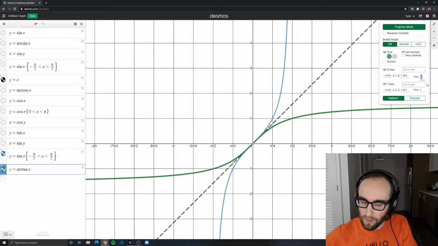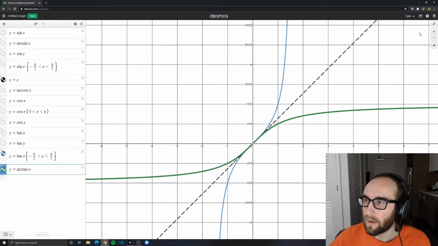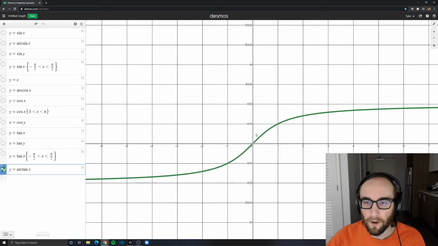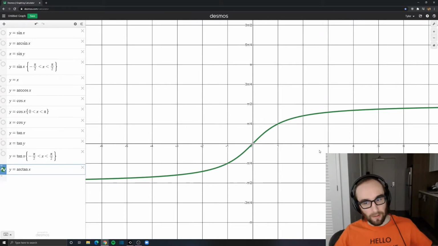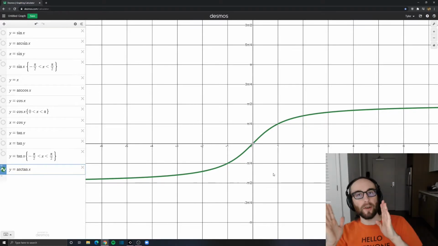Like before, I'm going to change the units so it's a little bit more clear. As you can see, our inverse tangent graph has a domain from negative infinity to infinity, so it keeps going on forever, hence the asymptotes. And the range is between pi over 2 and negative pi over 2, because those are the vertical asymptotes that we have for regular tangent.